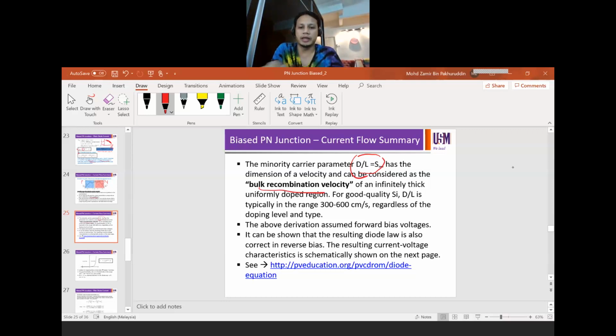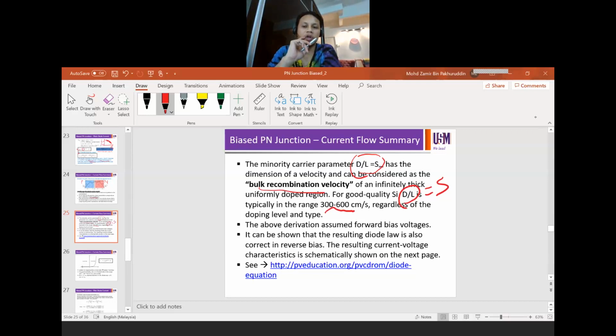So assume infinitely thick, uniformly doped region. Hold on, let me approve your friend here. Right. For good quality silicon, the value of D over L, also equal to S, the bulk recombination velocity, is typically in the region of 300 to 600 centimeter per second, regardless of doping level and type.